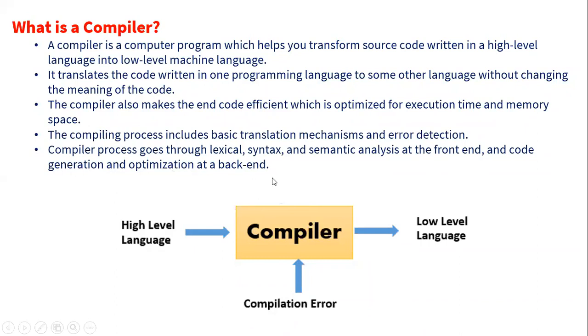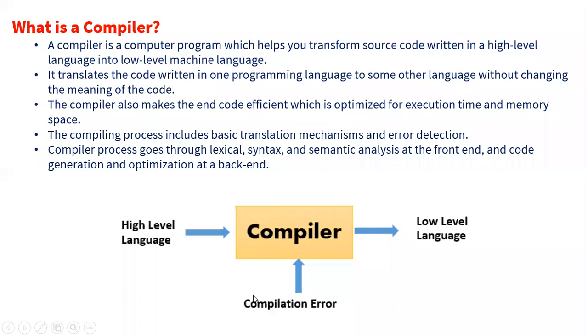Here we consider only 5 phases: the lexical analysis, syntax analysis, and semantic analysis. These 3 phases should be considered as the analysis phase, as the front end phases. The remaining 2, the code generation phase and the optimization phase, are nothing but the backend phases. These are not related to the user representation. Now here we can see this particular representation of a compiler, with the high level language given to the compiler.